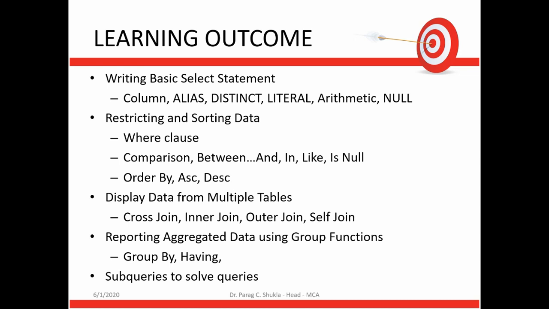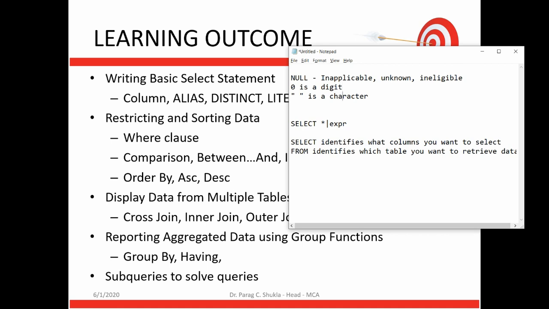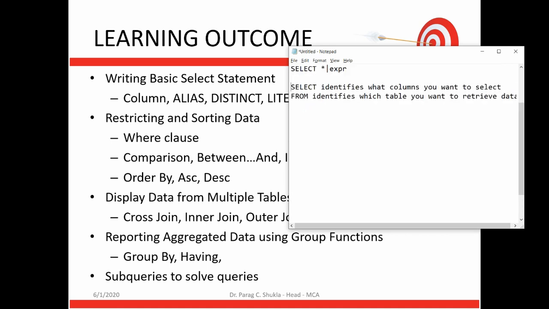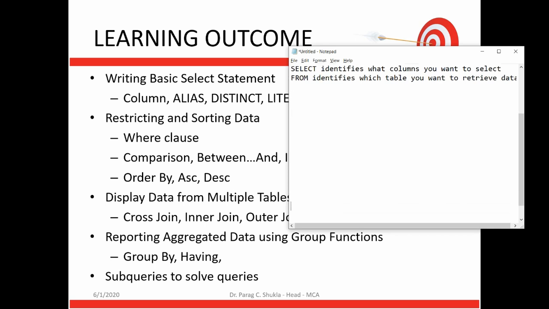Now, with the next topic, there are two clauses. One is the where clause and another is the order by clause. So let's start with restricting and sorting the data. Let me show you over here. There are basically 6 clauses available in any SQL, whether you are taking MySQL, SQL Server or Oracle: select, from, where, group by, having, and order by.